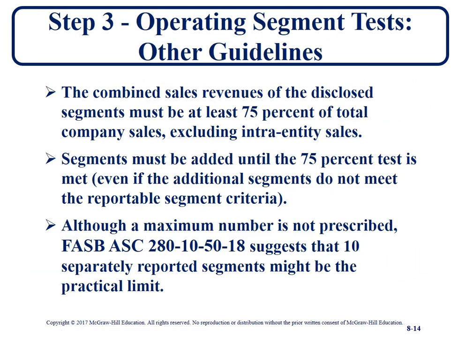Okay, other guidelines besides the three main tests. The first thing is that the combined sales revenue of the disclosed segments must be at least 75% of the total company sales, excluding intra-entity sales. So first, what are intra-entity sales?